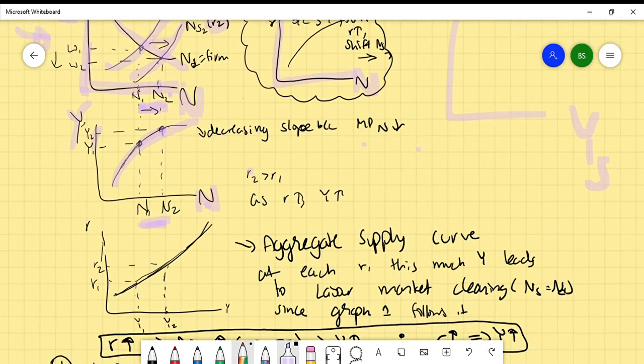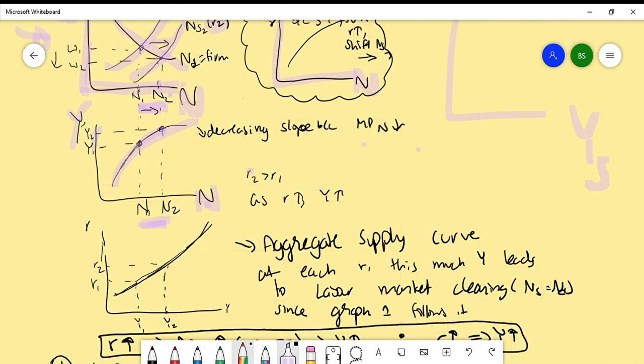If we put it together in a function between the rate and the output, we would say that as the output increases, the rate increases. So it's an upward curve. This is called the aggregate supply curve. At each R, this is how much output leads to labor market clearing. Labor market clearing means that labor supply equals labor demand, which means that everybody that wants a job has a job. This satisfies both graph 1 and graph 2.